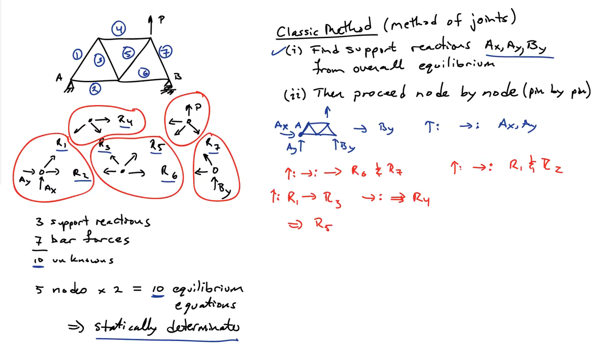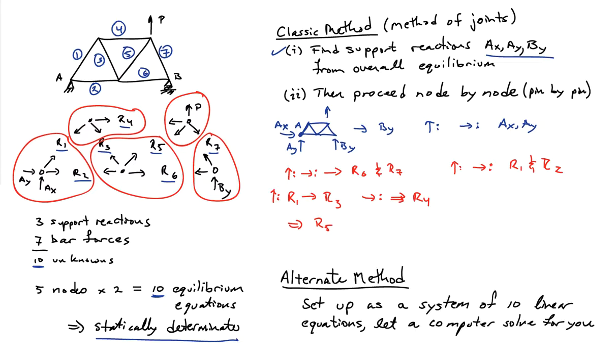The other way to do this is to simply think of this as a linear algebra problem, and you just set up the sum of the forces in the x and the y direction at the 5 nodes. That'll give you 10 equations. There are 10 unknowns. It's going to be a linear system of equations, and you can just feed that 10 by 10 system into a computer and let it solve it for you. So that's another common way of dealing with truss problems.